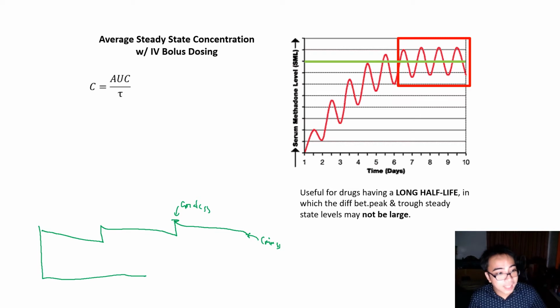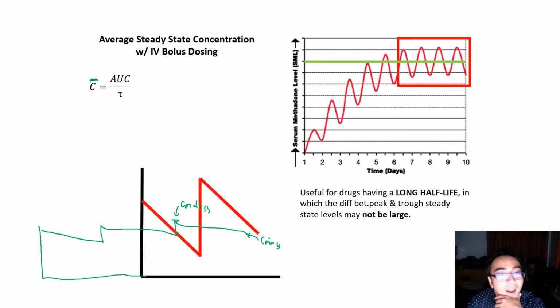Okay, and oftentimes, class, ang formula for that is a lot simpler than the formulas we've had a while ago. Okay, ang label nito is C bar. The average, parang X bar, yung mean. Okay, so this one is C bar. So, that's average steady state concentration is equal to AUC divided by your tau, or your dosing interval.